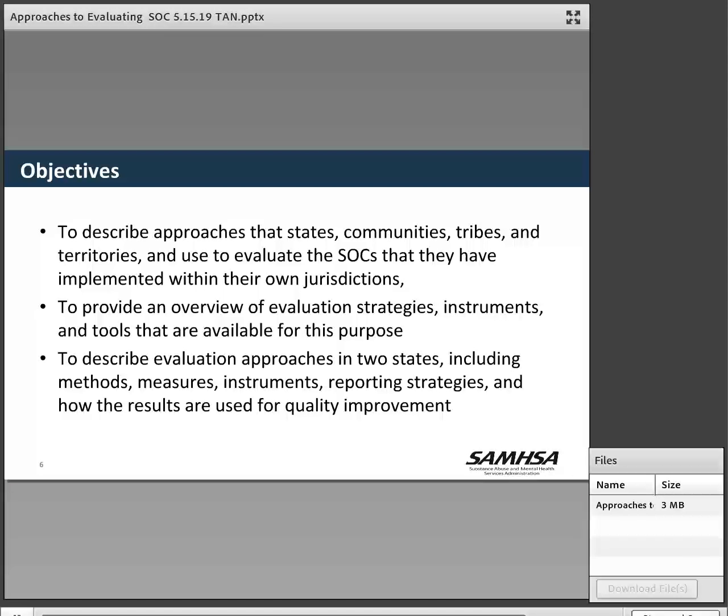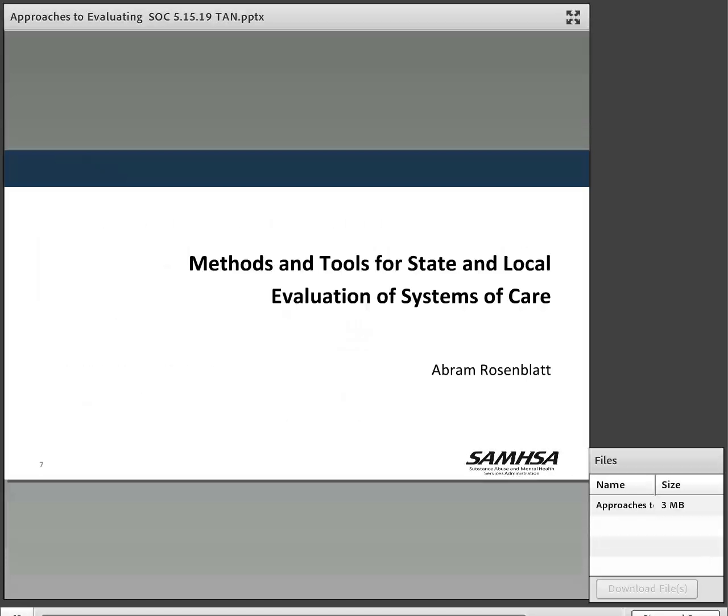The objectives for today's session will be to describe approaches that have been used in jurisdictions to evaluate the systems of care that they've implemented, to provide an overview of the strategies, instruments, and tools that you might be able to use for this purpose, and then again, to highlight the approaches that have been used in 2 states. And they'll be addressing their measures, their instrumentations, their reporting strategies, and also how their evaluation results are used for quality improvement. So I'm now going to turn this over to Abram, who will get us started.